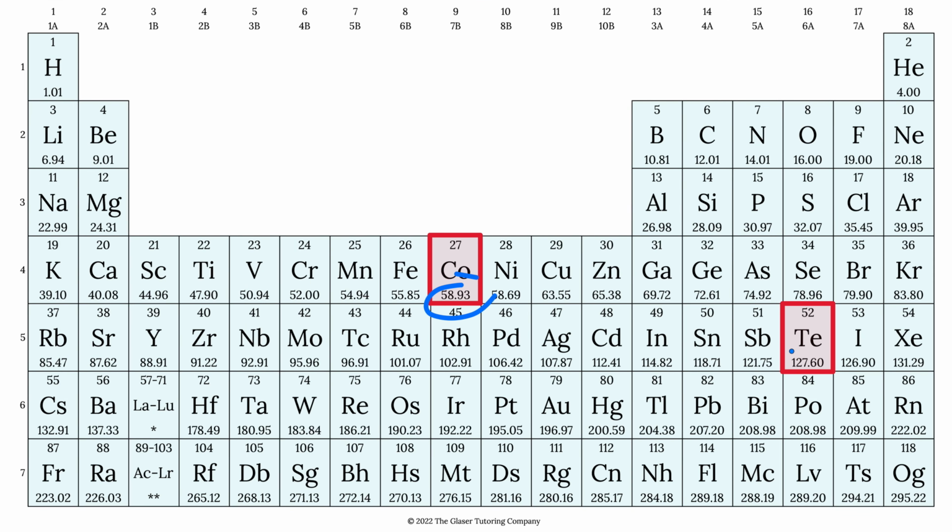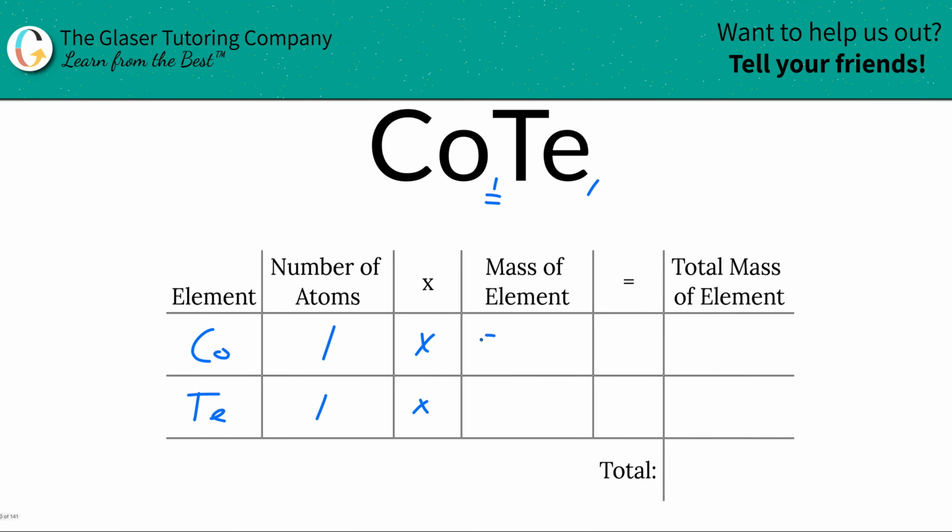Here's the mass of cobalt, here's the mass of tellurium, and those masses are in the units of grams per mole if you're calculating molar mass, or AMU if you're calculating molecular mass. The magnitudes of the numbers, though, are the same. All right, so let's write them down. So we got 58.93 units of mass for cobalt, and tellurium was 127.6.